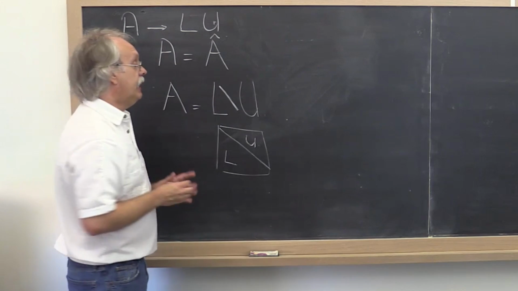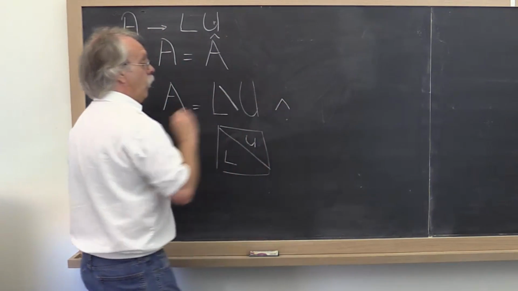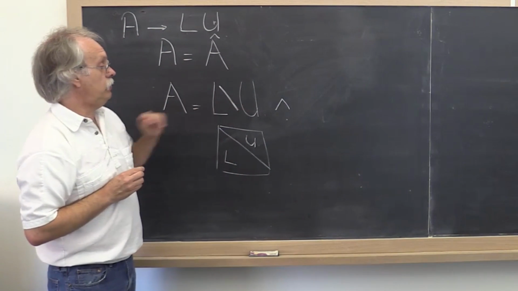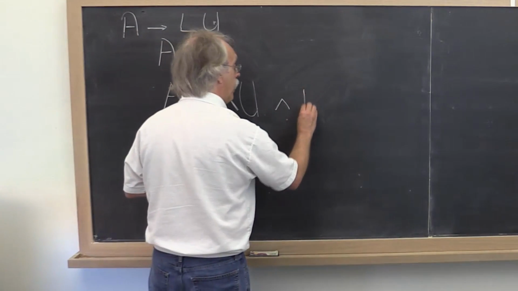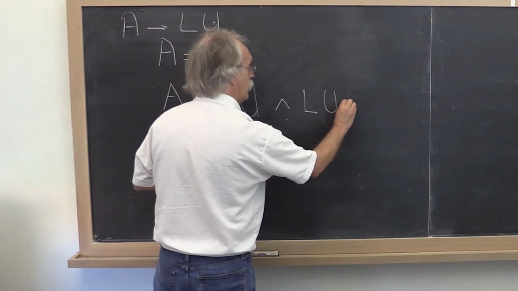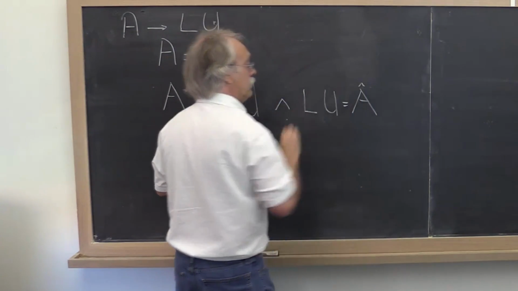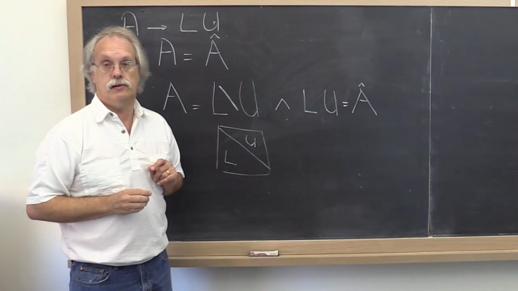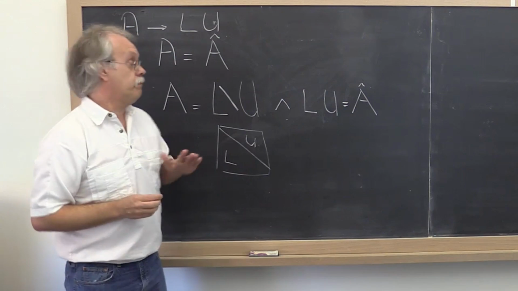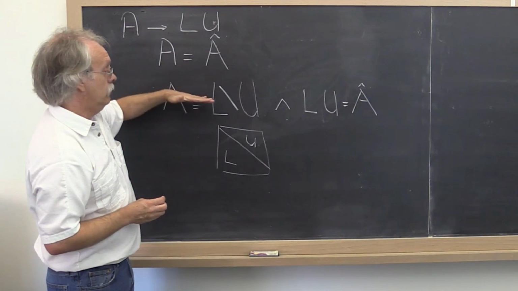Alright? And then, what has to be true about L and U? Well, if you multiply L times U, you should get back the original contents of A. Okay? Precondition, postcondition.